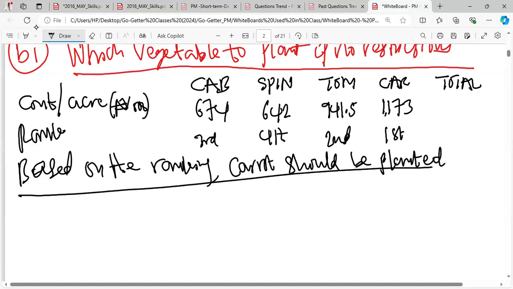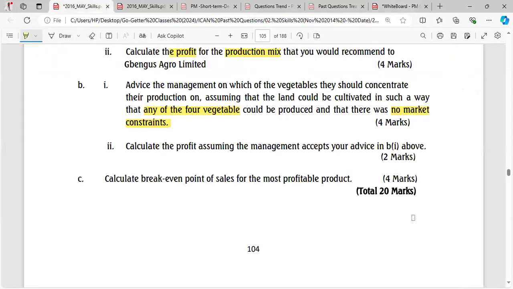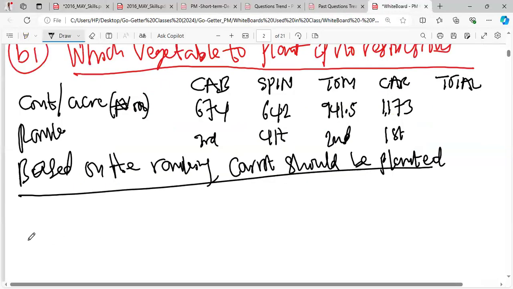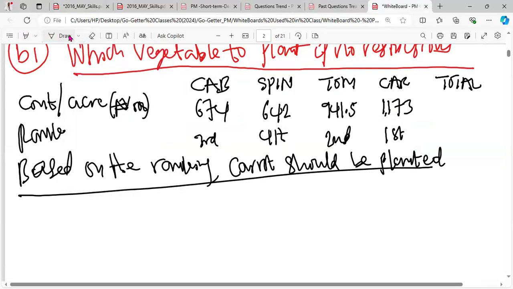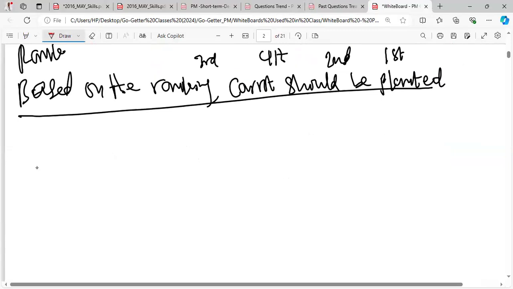So that's it. You see the mark allocated to it, 2 marks. So just 3 minutes. You should do that in just 3 minutes. Now you are asked to calculate the break-even point of sales for the most profitable product. Your break-even point for the most profitable product. So I haven't taught you break-even point, but we'll still try our hand on that. So this is B2.